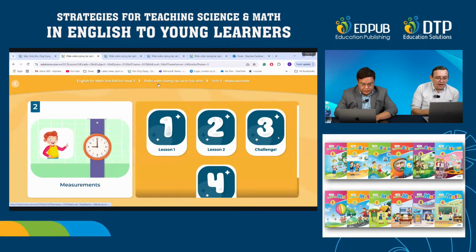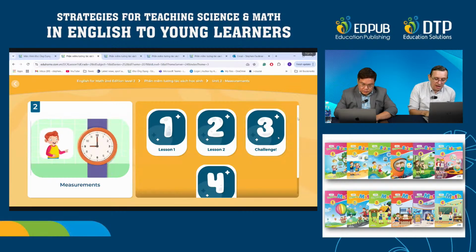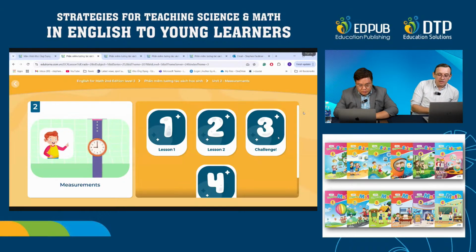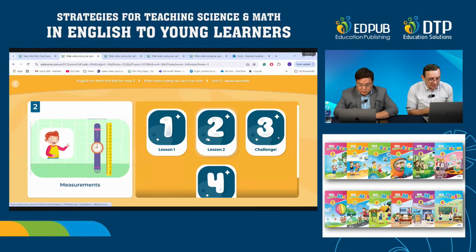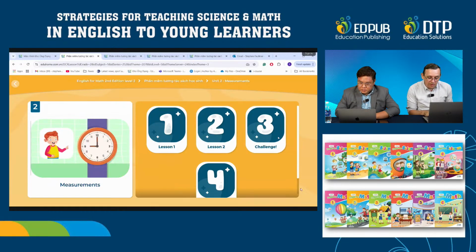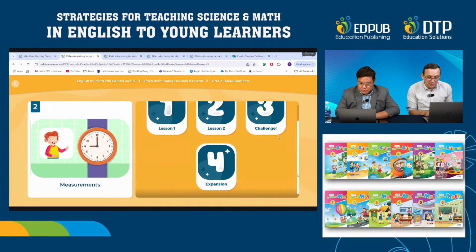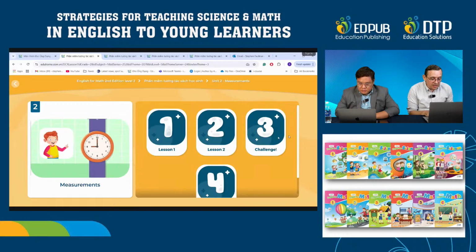So this is from grade 2, and this is measurements. And you can see here that the structure's a little bit different. In math, we have 5 units per book, and we've got 2 input lessons with new concepts and new language, and we've got a challenge lesson for review, and then at the back of the book, we've got the expansion with more practice. So let's have a look at lesson 1.